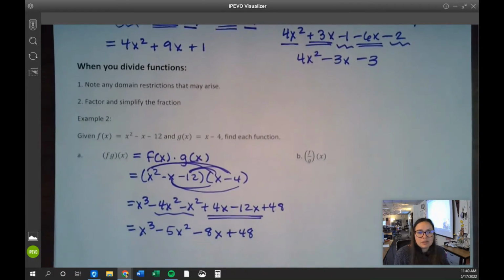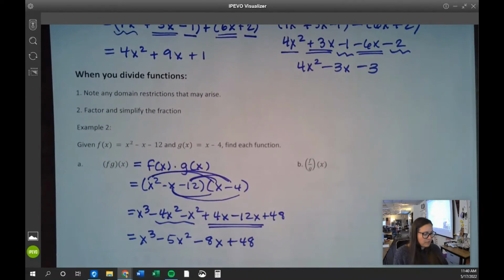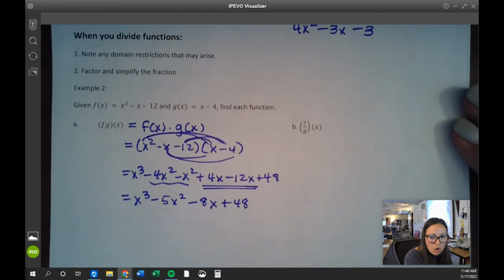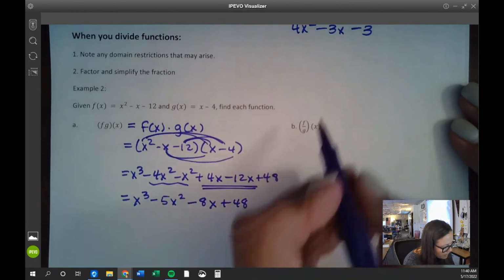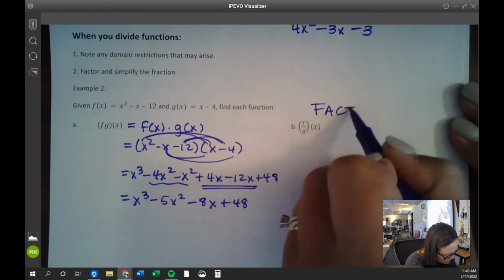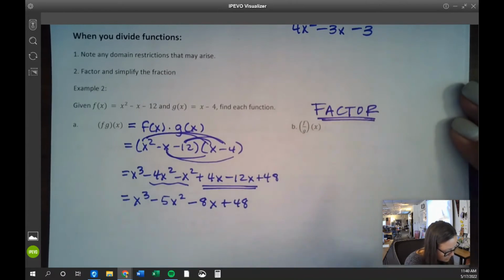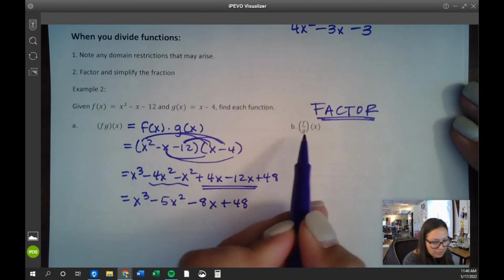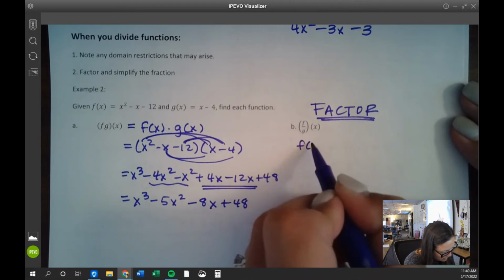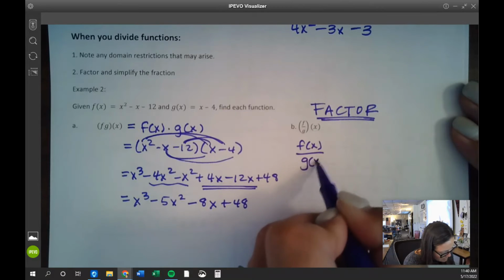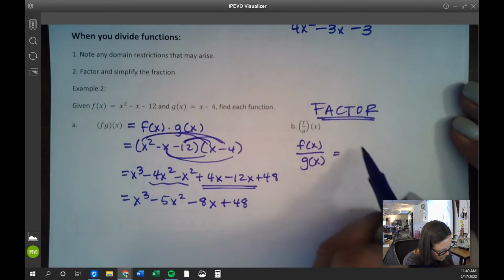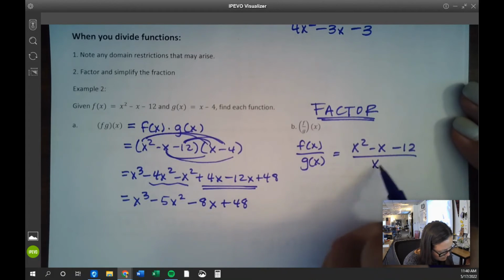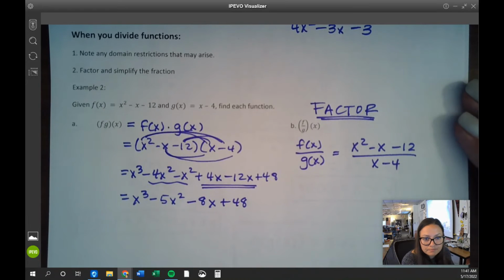Addition, subtraction, and multiplication should all be pretty straightforward. However, division is the one that always causes the most questions. And here is the key: you have to factor. First, f divided by g of x means that I'm going to have f of x divided by g of x. So I have x squared minus x minus 12 over x minus 4.